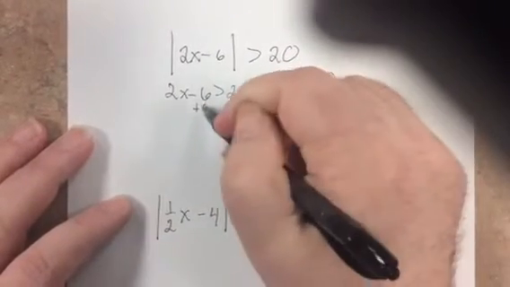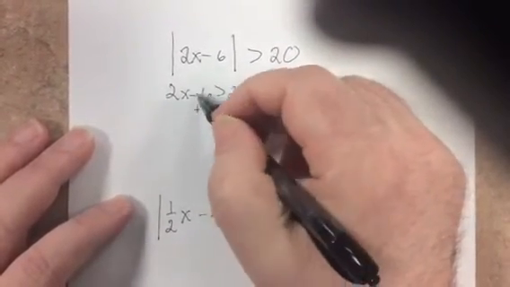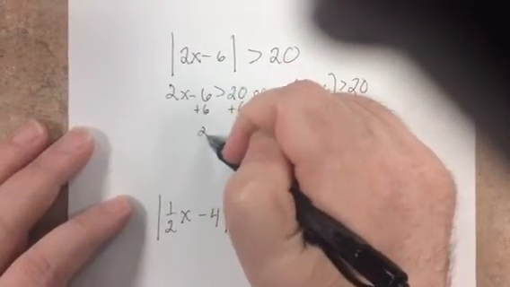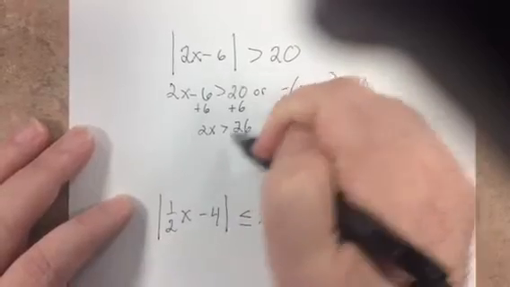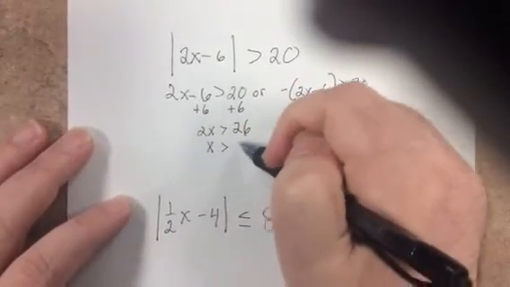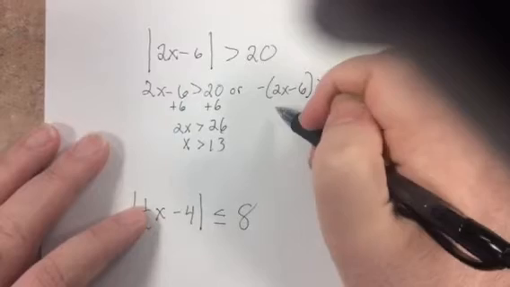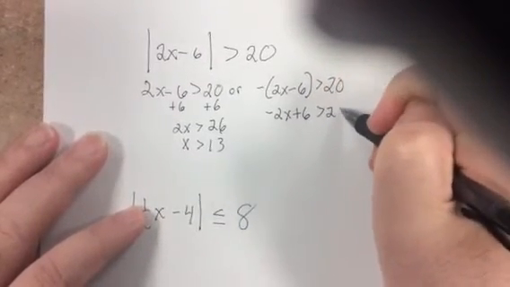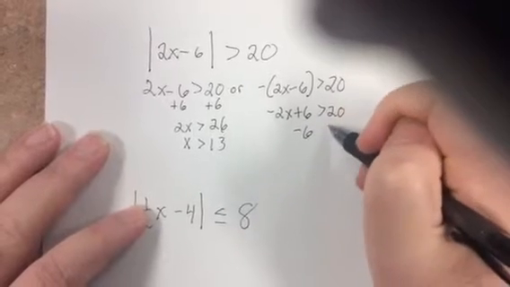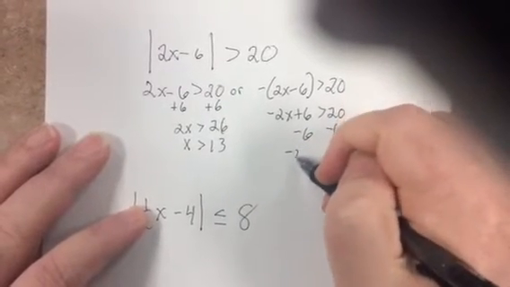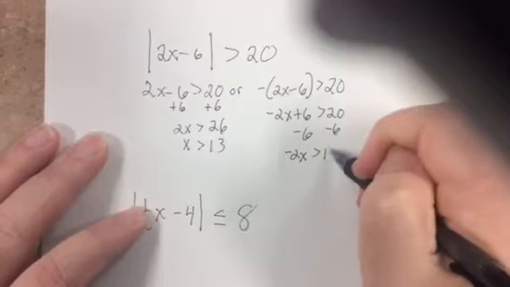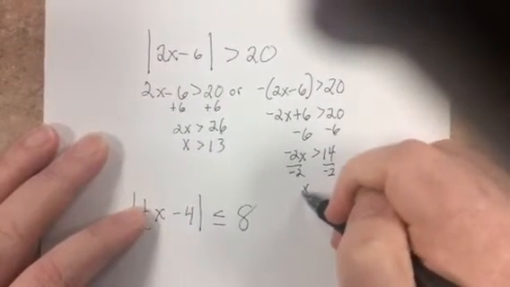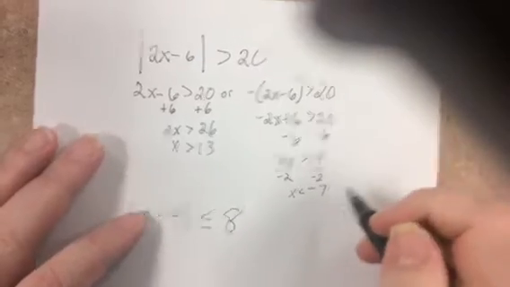So now I'm going to solve this one. You always do the reverse, or, well, I hate to say the opposite, but the reverse. So I'm subtracting 6, so I add 6. So 2x is greater than 26. Divide by 2. This one, take the opposite. So I'm going to subtract 6. So negative 2x is greater than 14. Divide by negative 2. X is less than negative 7.